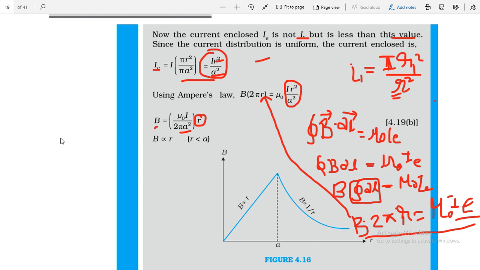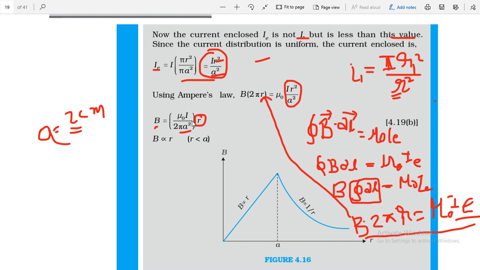Suppose the radius of this cross section is 2 centimeter, so this 2 is the value of a, this is constant for a given wire. But r is an arbitrary value. It can be 1, it can be 0.5, it can be 0.1 mm, it can be 10 millimeters, sorry, it can be 1 centimeter also.